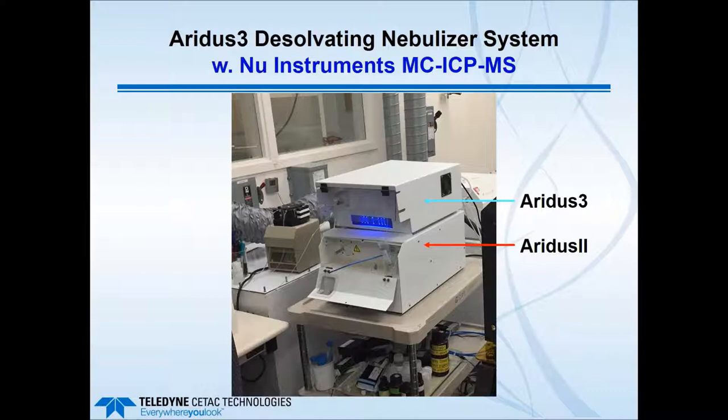So now moving to give a better idea of the dimensions and overall layout of the system. Here are some experimental work that we did with a multi-collector ICP-MS. And because it was handy at the time, we simply placed the unit on top of the previous model Aridus2. And for those of you who have or are using an Aridus2, that gives you some idea then of the dimensions of the Aridus3. The footprint is a little bit less, so this allows a little bit better placement on carts and on sampling areas on ICP-MS instruments.